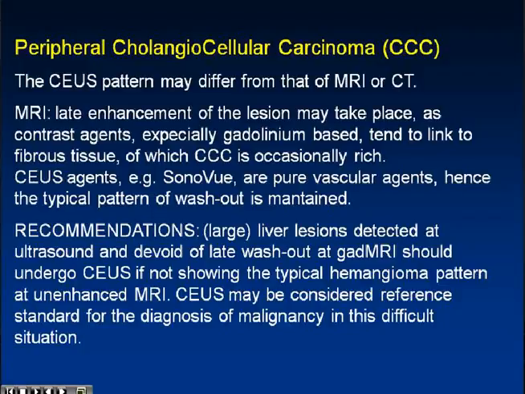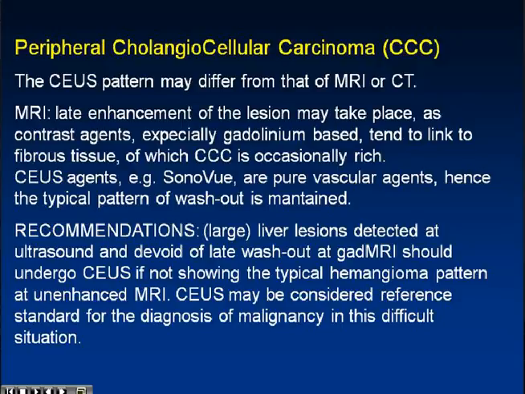But there is some news in the literature, because the CEUS pattern may differ from that of MRI or CT. At MRI, late enhancement of the lesion, in case of cholangiocellular carcinoma, may take place, as contrast agents, especially gadolinium-based, tend to link to fibrous tissue, of which cholangiocellular carcinoma is occasionally rich. So there is not the expected washout with MRI.